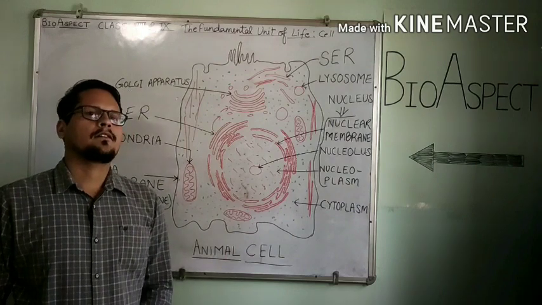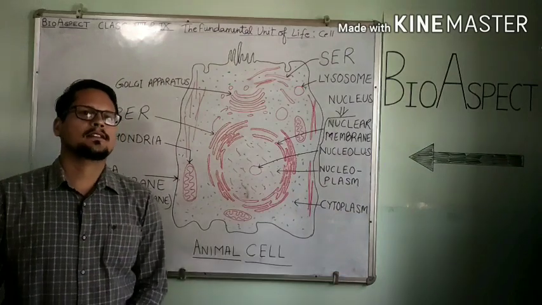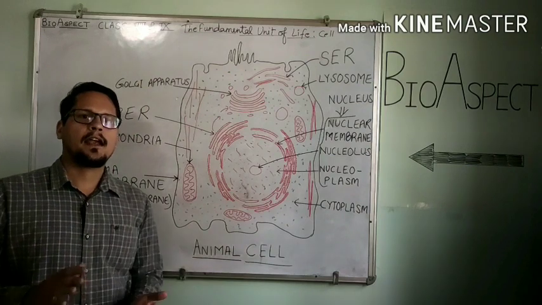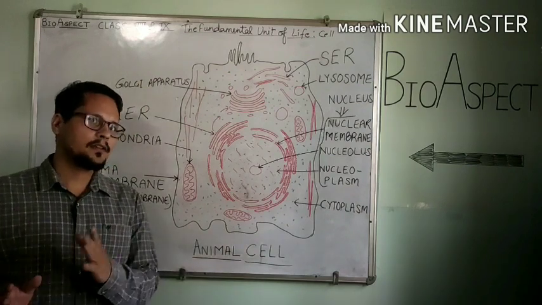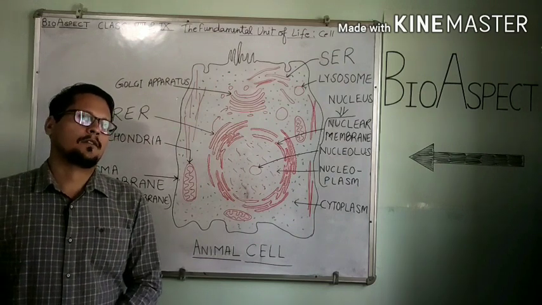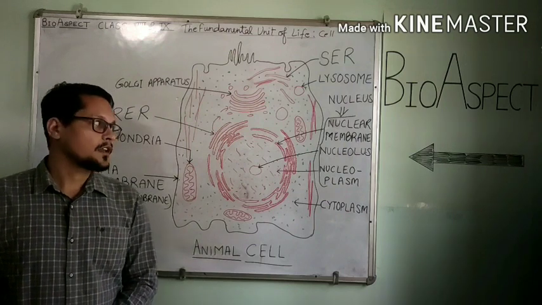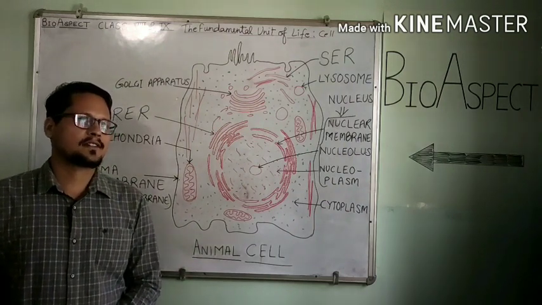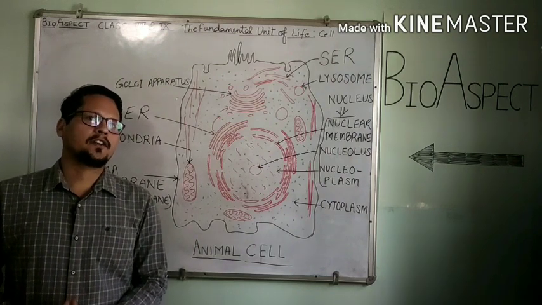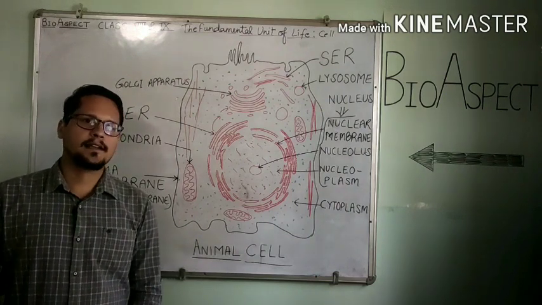Okay, and the third very important one is the nucleus. Nucleus is found in the center of the cell in animal cells and at the side in plant cells. Okay, it is the main controlling unit of the cell. That's why it is also called the brain of the cell. It has many important functions inside the cell, like it controls all the activities inside the cell. Also, it is responsible for cell division.